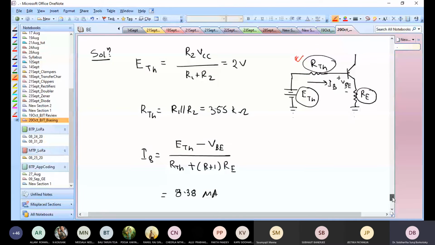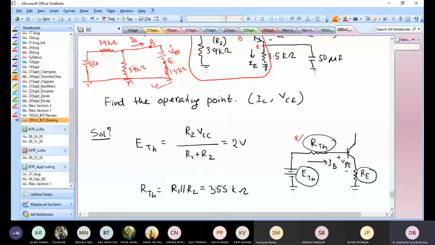And what is the Thevenin equivalent? You could go through the steps. We saw it in the theory discussion as well. But this Thevenin voltage is just the open circuit voltage across this point. What is that open circuit voltage? It's this VCC, 22 volts, times this 3.9 kilo ohms divided by 39 plus 3.9. So I would urge you to confirm that this is correct. Once you're convinced, then it'll be very easy to do it next time. So Thevenin voltage is R2 VCC by R1 plus R2, and it turns out to be 2 volts.